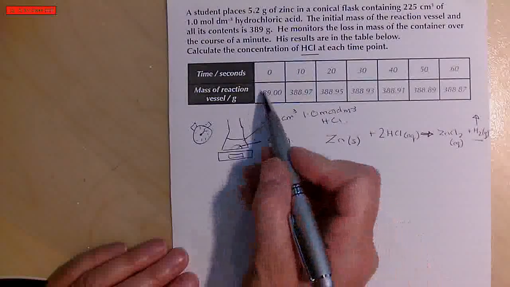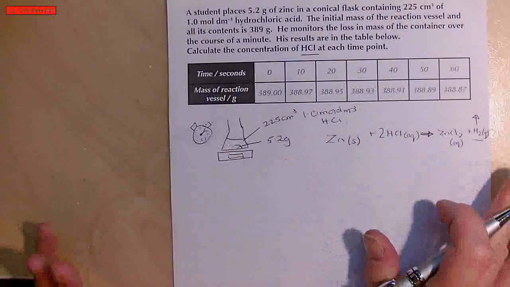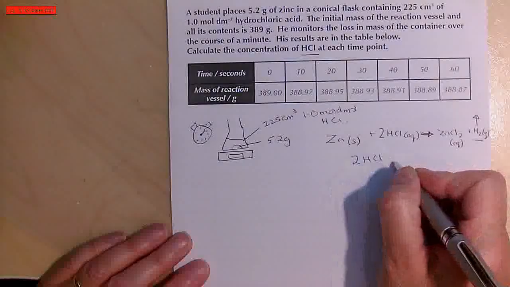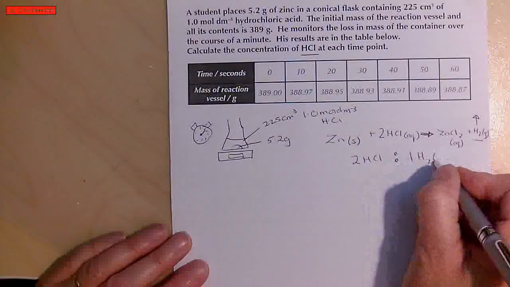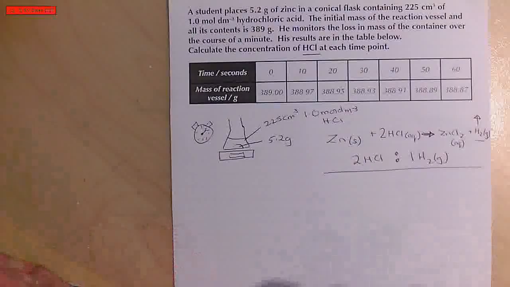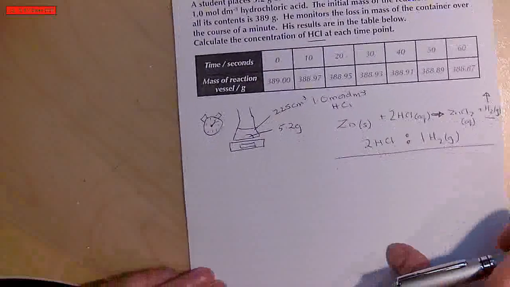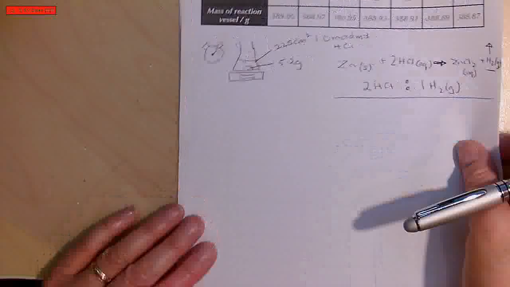So I'm having to calculate the concentration of hydrochloric acid, and I'm losing hydrogen. So this is tracking really how much hydrogen I've lost. From the stoichiometry of this, from the ratios of this, I've got 2 moles of hydrochloric acid. They're going to react to give me 1 mole of hydrogen gas. So that's going to come in handy a little bit later on. That's the first thing that I do, and I'm going to leave that as it is.